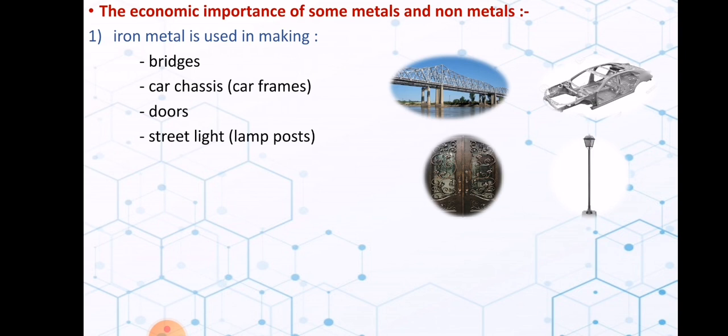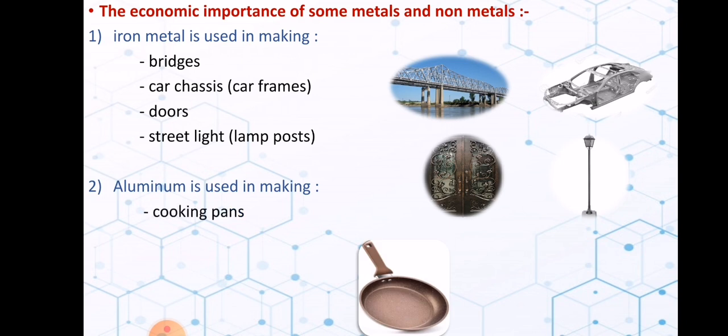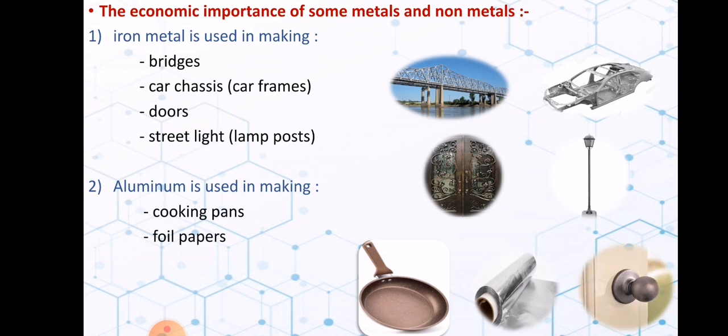The second element is aluminum. Aluminum is used in making cooking pans. It's used also to make foil paper and door knobs. Why do we use aluminum especially for making cooking pans? Because aluminum is a metal, and from its properties, it's a good conductor of heat. So we use it for making cooking pans and so on.